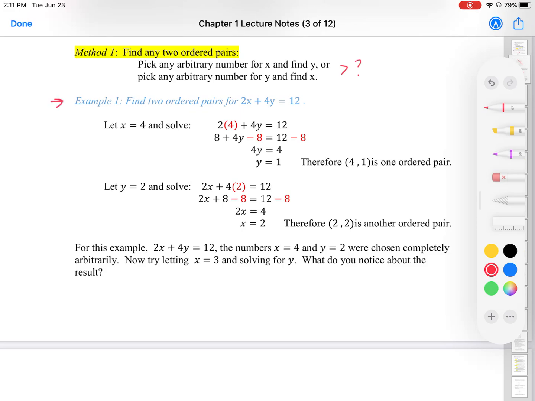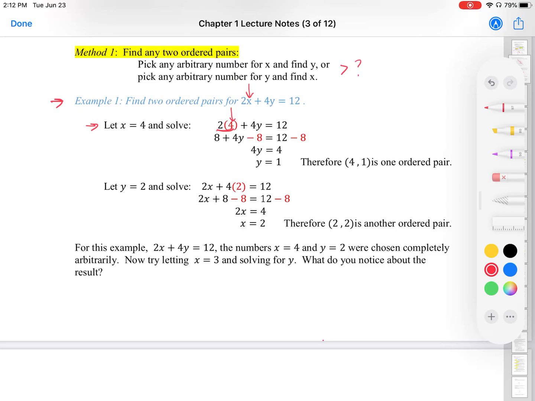Let's do example 1. Find 2 ordered pairs for 2x plus 4y equals 12. Alright, we can go ahead and pick whatever we want. So the first example, just by a random thought, let's let x be 4. If we let it be 4, then wherever we have our x, we're going to replace it with the 4. And when we replace something, make sure you use parentheses, just so you don't make a silly multiplication error. If we replace that 4, we see that these two numbers are being multiplied. So 2 times 4 gives me 8. And then we rewrite our problem.